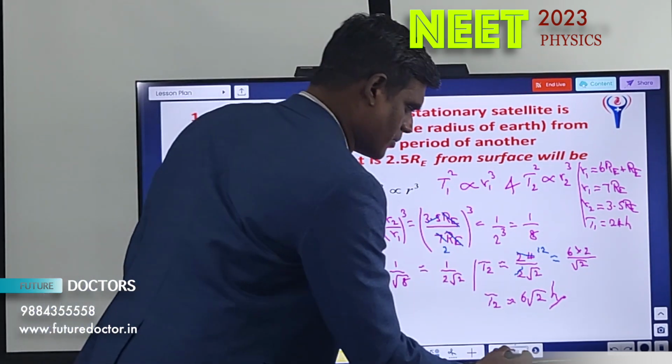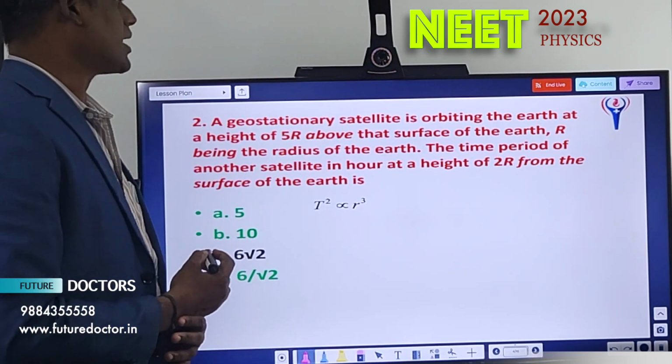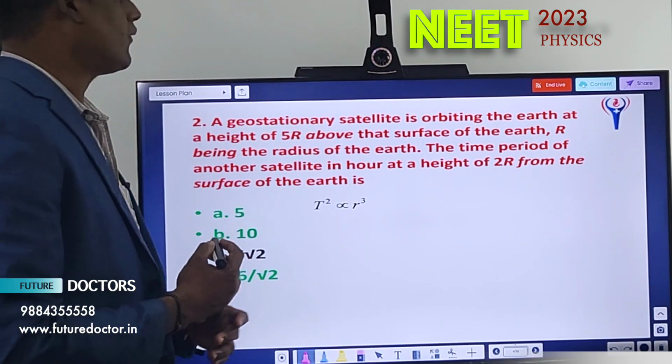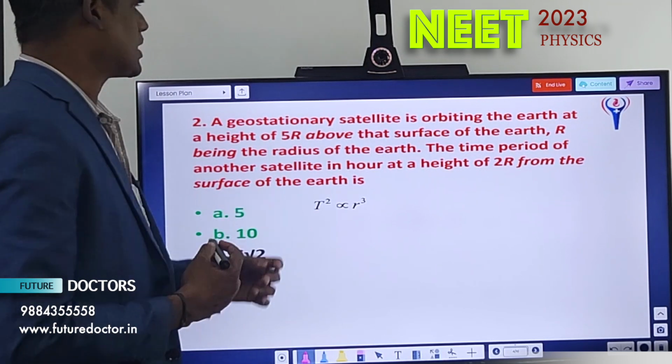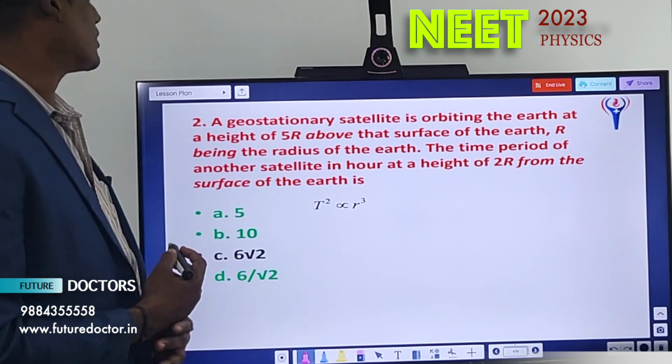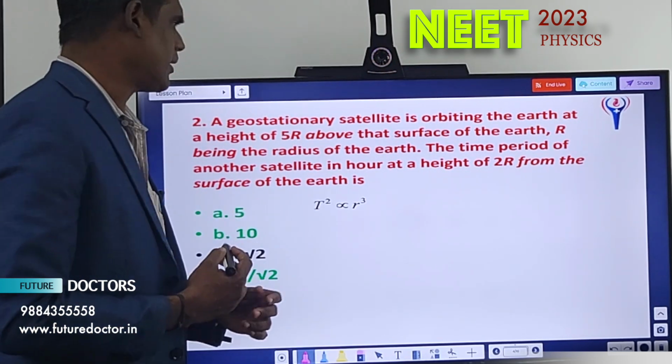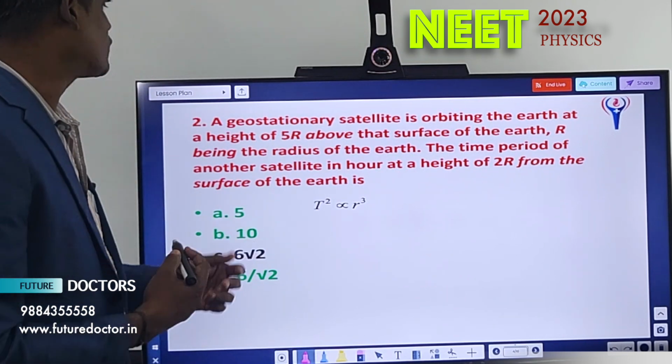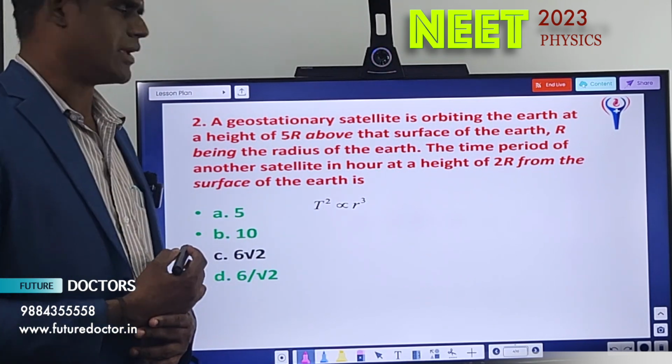Let's move to question number 2. A geostationary satellite is orbiting the Earth at a height of 5 R above the surface of the Earth, R being the radius of the Earth. The time period of another satellite at a height of 2 R from the surface of the Earth is dash.